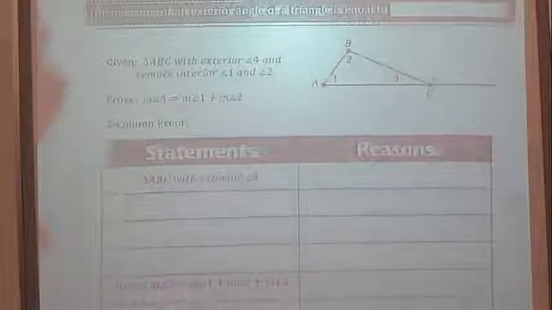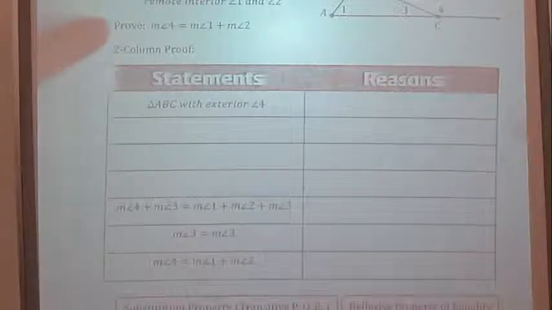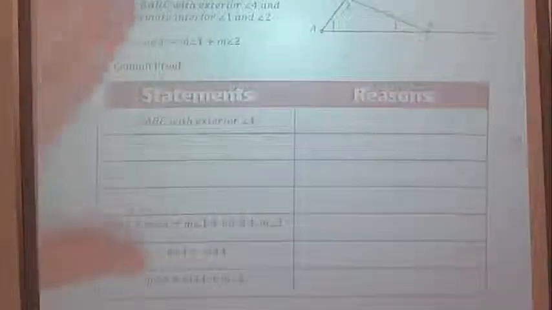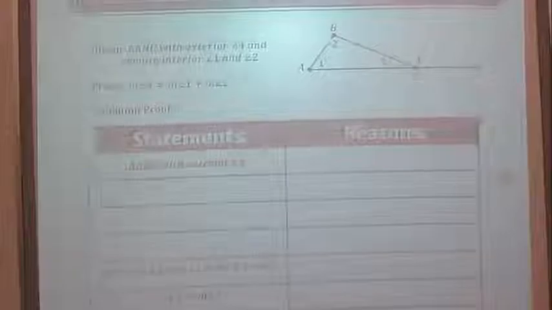What I want you to do is use this two-column proof. Here are the fill-ins that you can use to fill in the blanks. And you're going to try to prove that the measure of angle 4 is equal to the measure of angle 1 plus the measure of angle 2. So you try this one on your own, and we'll talk about it in class.